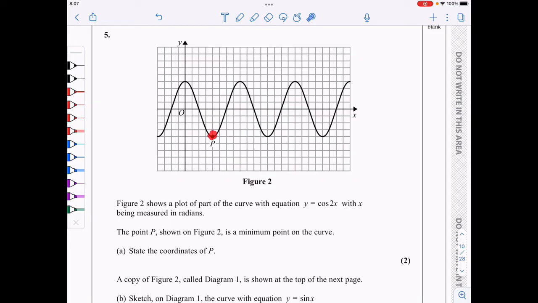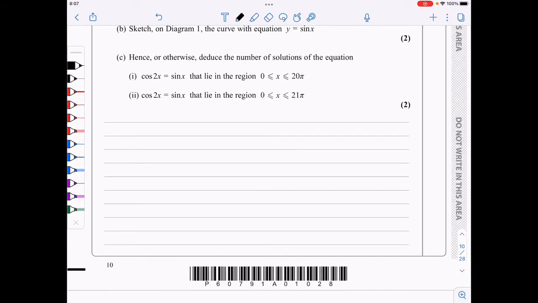Before I determine the coordinates of P, I need to consider what kind of transformation cos of 2x is compared to cos of x. So we've got y is cos of 2x. This is a stretch along the horizontal, scale factor one half, which means divide all x values by 2. We know that the original cosine wave has a minimum at pi, minus 1, which means that if I divide the x values by 2, the coordinates of P should be pi over 2, minus 1.